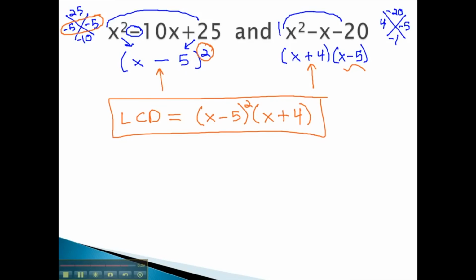Finding the least common denominator is simply done by factoring all of the polynomials, listing all the factors only once, and then using highest exponents.